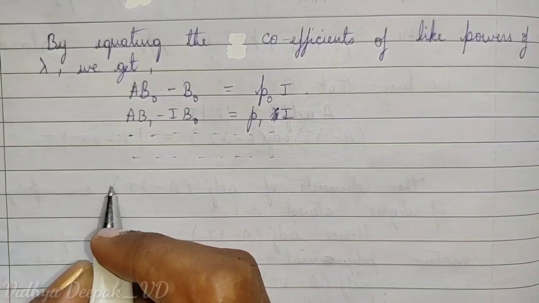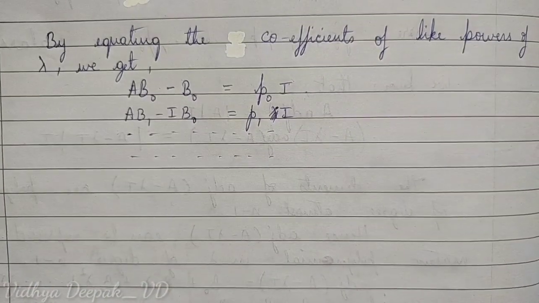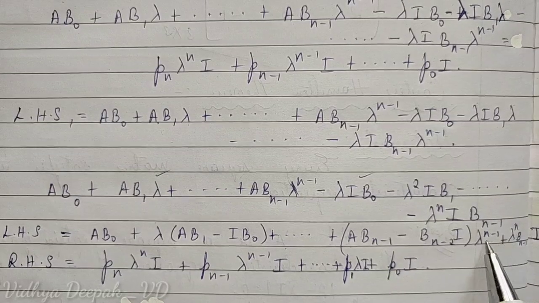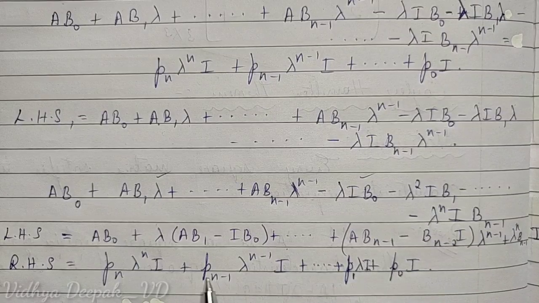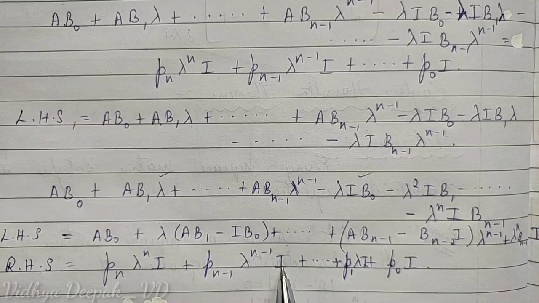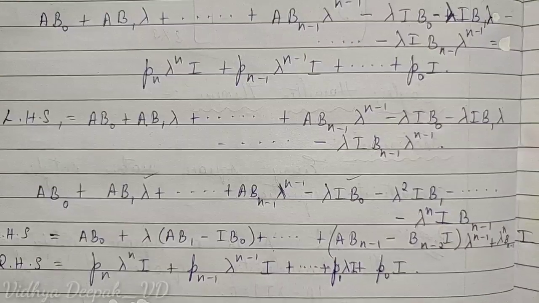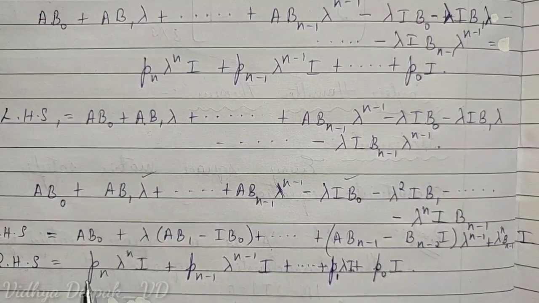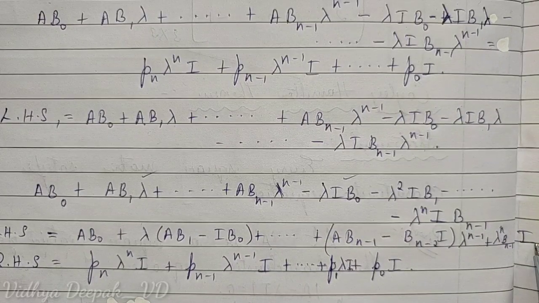Now we will take the coefficients of lambda to the power of n minus 1. So let's see what it is. Coefficients of lambda to the power of n minus 1 are, so here lambda to the power of n minus 1 we have, this is the coefficient. Here lambda to the power of n minus 1 we have, the coefficient is P n minus 1 into I. We'll write that down. Now taking the coefficients of lambda to the power of n, here also lambda to the power of n, the coefficient is P n into I, here the coefficient is B n minus 1 into I.